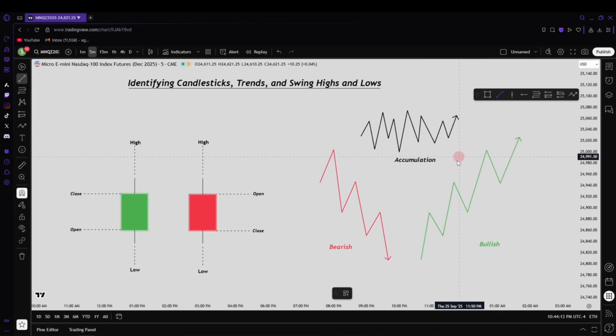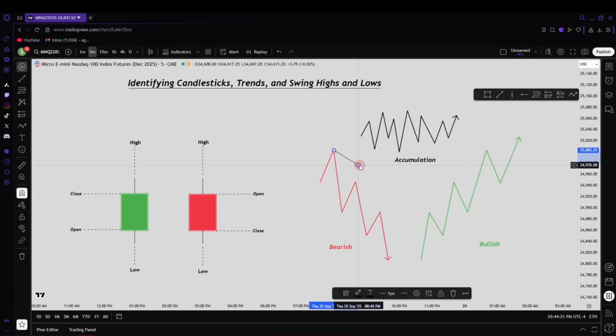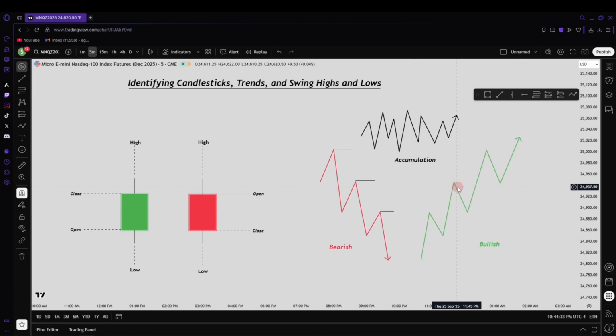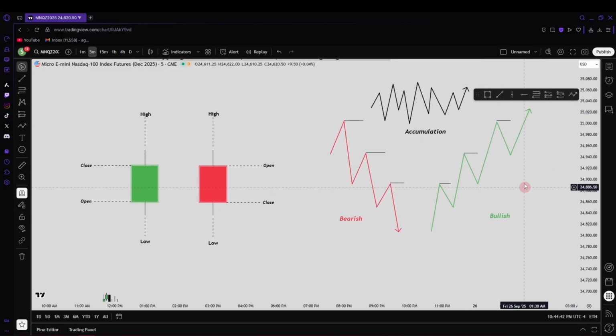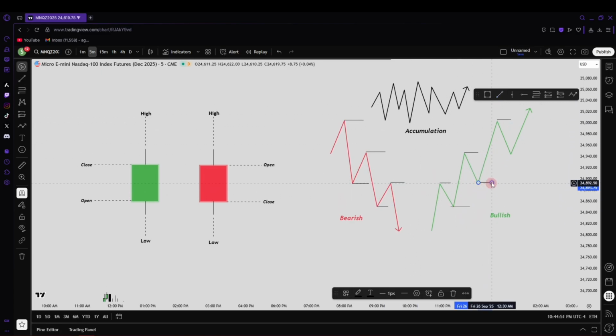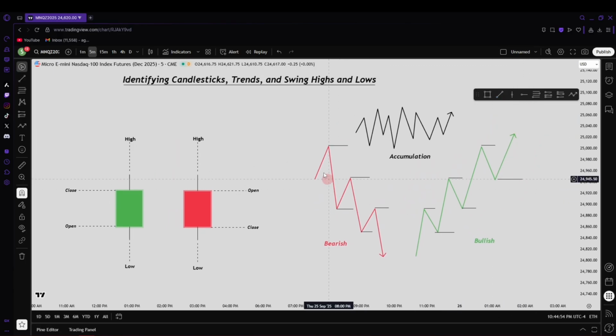Now, inside of these trends, we have our swing highs and our swing lows. So that is a swing high, swing high, swing high. The same way this is, and this is. Swing low, swing low, swing low, swing low, swing low. I believe you get the idea.